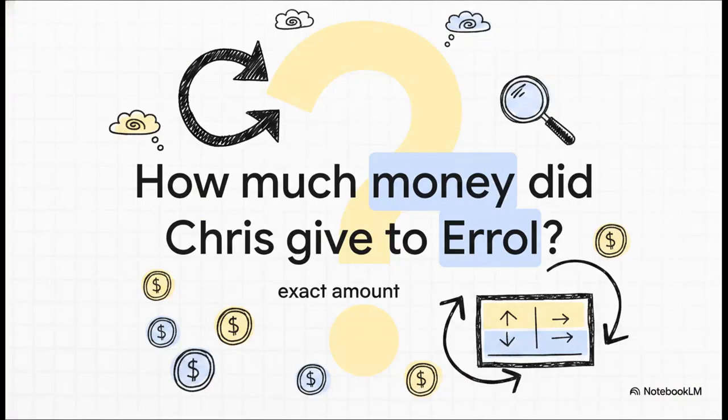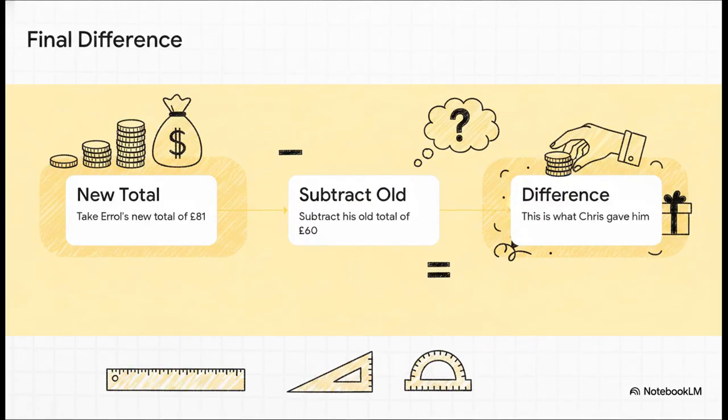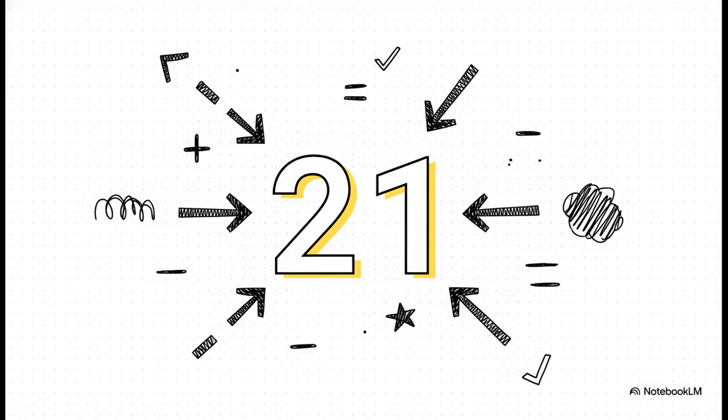Which brings us to section 5, the final answer, earning the A1 mark. We always have to loop back to the exact question being asked to make sure our final calculation actually aligns with their specific request. We need the precise amount transferred from Chris to Edexcel. The logic to finish this off is incredibly straightforward. Step 1, take Edexcel's new total, which is 81 pounds. Step 2, subtract Edexcel's old total, which is 60 pounds. And step 3, well, that difference is exactly what Chris handed over to him. That simple subtraction lands us directly on our final answer of 21.